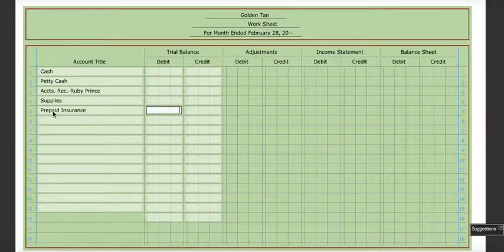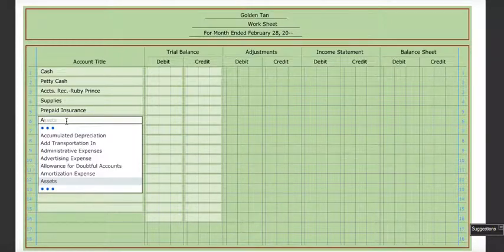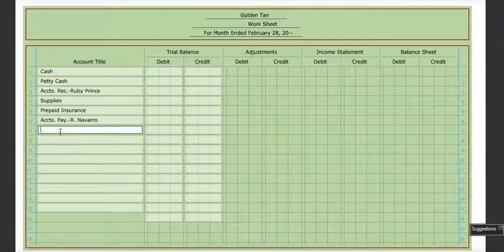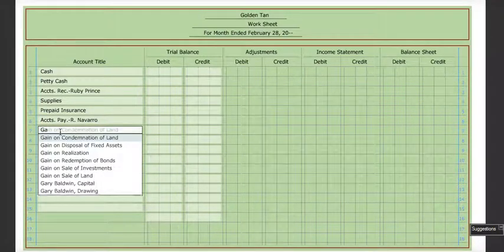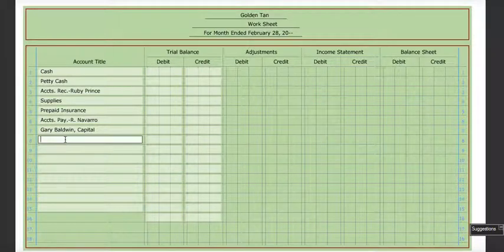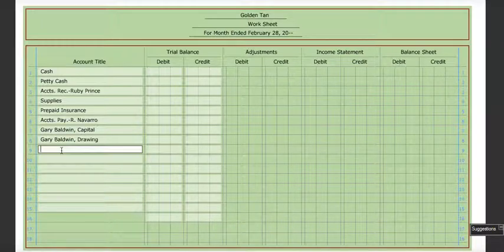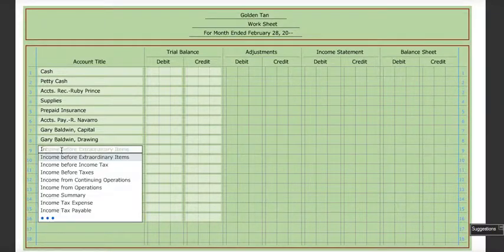Prepaid insurance is on line 5. Line 6 is accounts payable, and that one is R. Navarro. Line 7, I have Gary Baldwin Capital first, then Gary Baldwin Drawing next. Line 9, I have Income Summary.